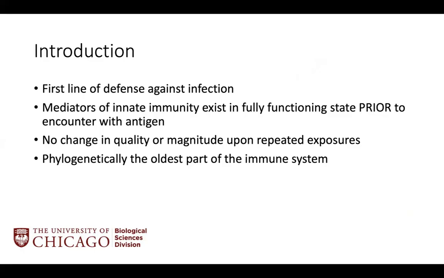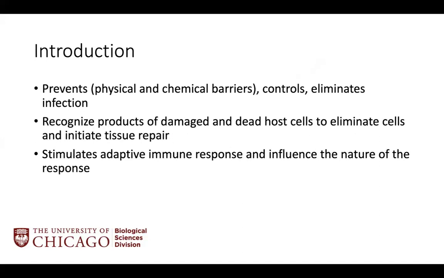And it's phylogenetically the oldest part of the immune system. It can see redundancies through all animals and even plants, throughout the plant and animal world. So it can prevent, control, and eliminate infection. It prevents both through physical and chemical barriers. It will recognize products of damaged and dead host cells to eliminate and initiate tissue repair. And it will stimulate the adaptive immune response and then influence the nature of the adaptive immune response.